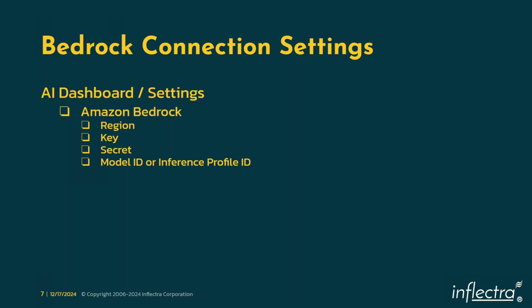To summarize everything, this is the information you need to configure the connection to Amazon Bedrock: region, key, secret, and model ID or inference profile ID, depending on the model.